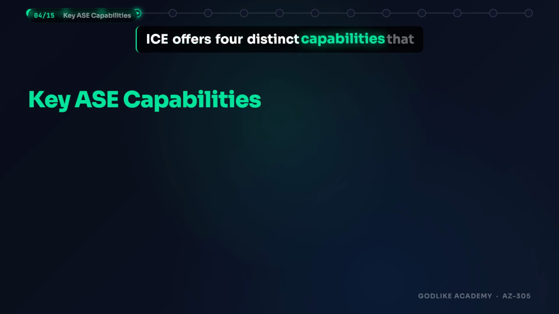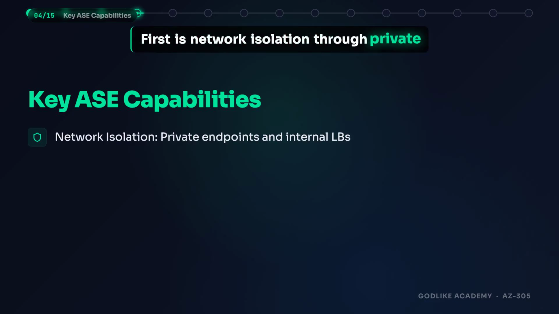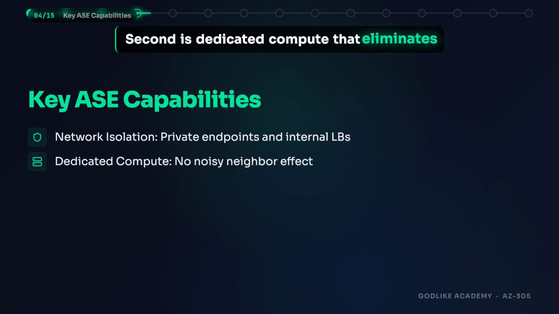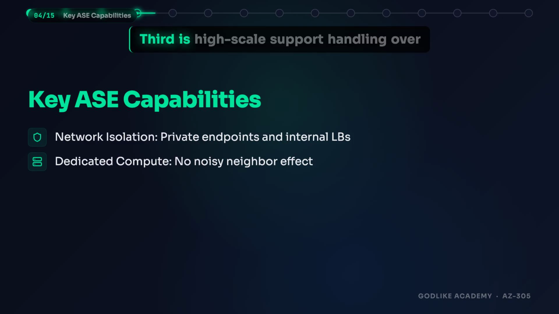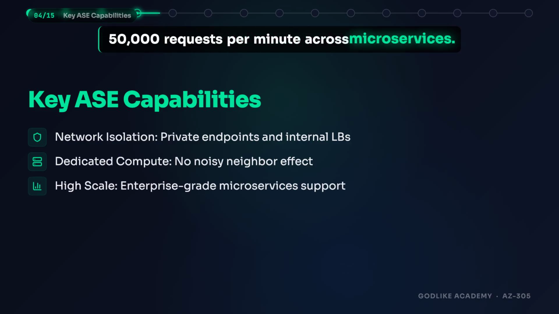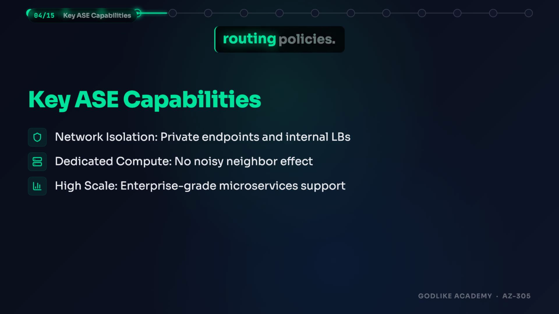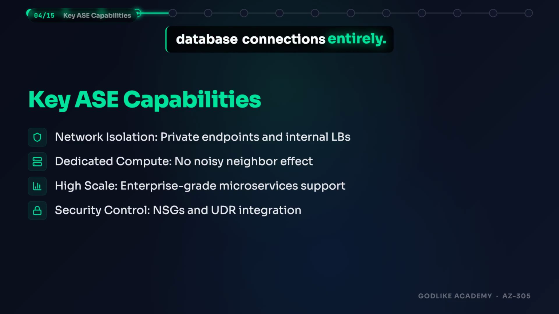ASE offers 4 distinct capabilities that separate it from standard plans. First is network isolation through private endpoints and internal load balancers to keep all traffic off the public internet. Second is dedicated compute that eliminates noisy neighbor interference for consistent millisecond response times. Third is high-scale support handling over 50,000 requests per minute across microservices. Finally, security control integrates with NSGs and user-defined routes to enforce precise routing policies. Misconfiguring these routes will drop legitimate database connections entirely.